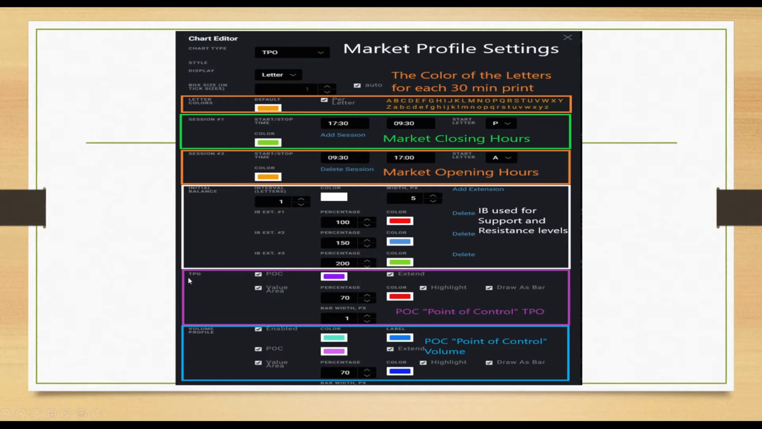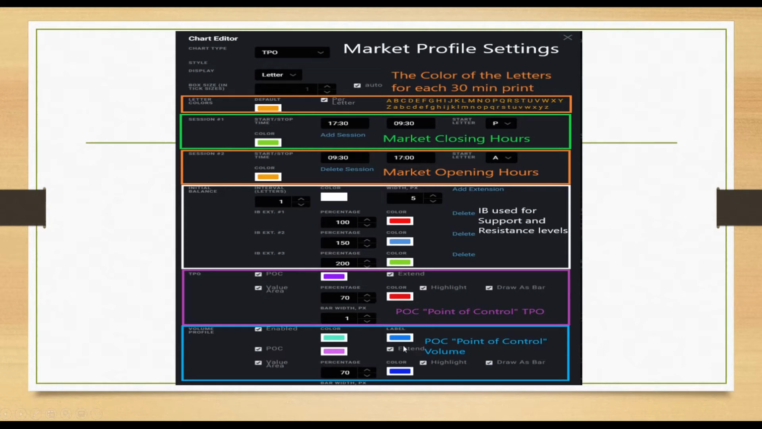And here is point of control for TPOs. I like to use the color purple for that. The 70% point of control, for the TPO, is where it spends most of its time at that price. And I'll show you that when I show you the chart. So 70% of the time it trades at that range.